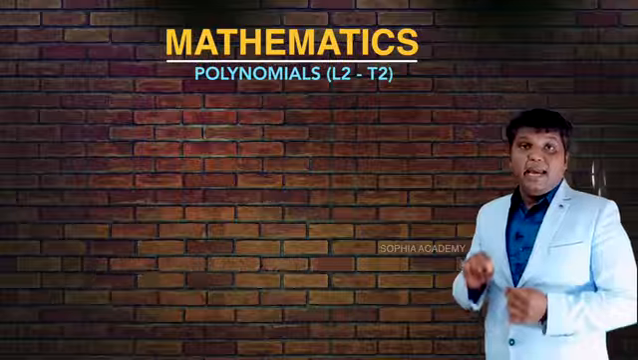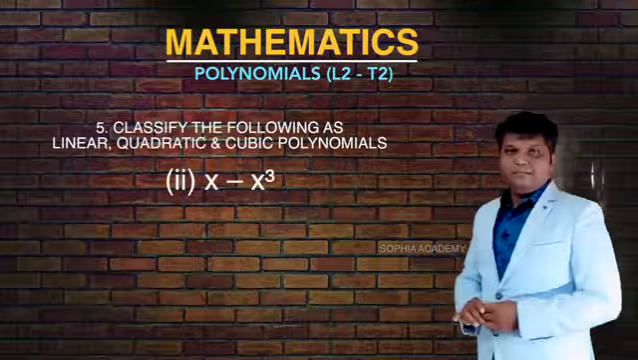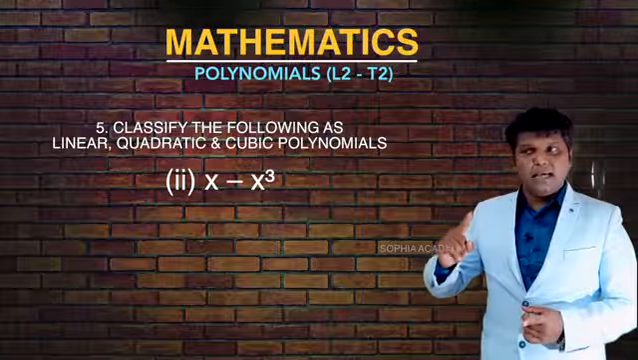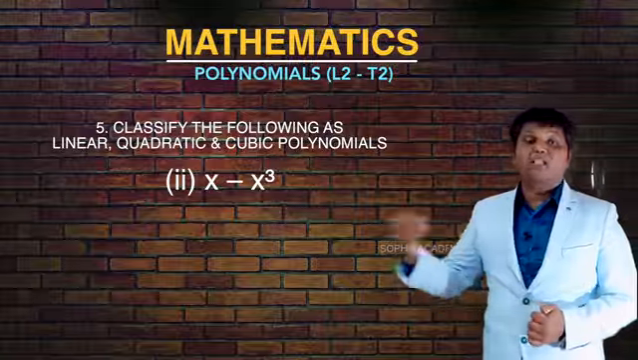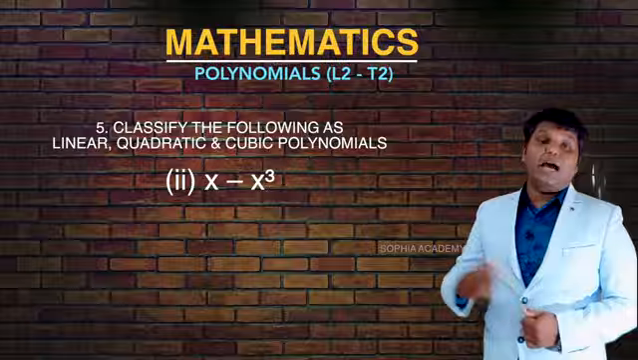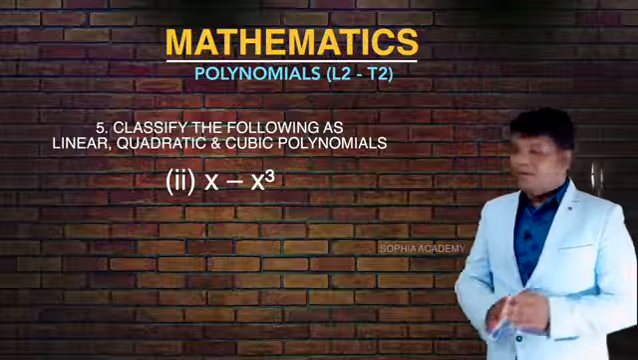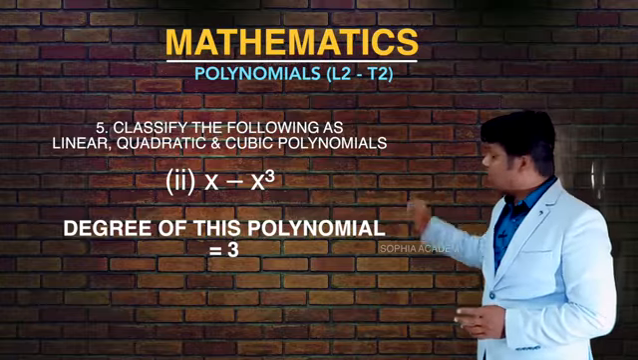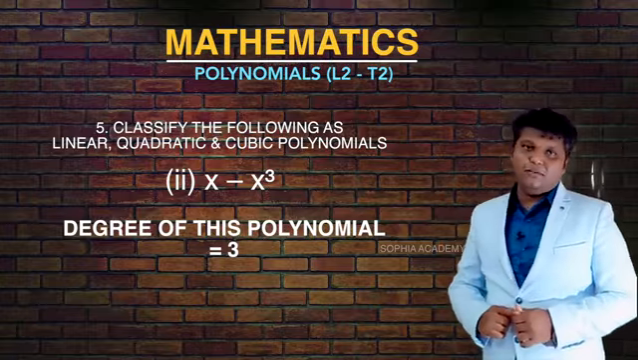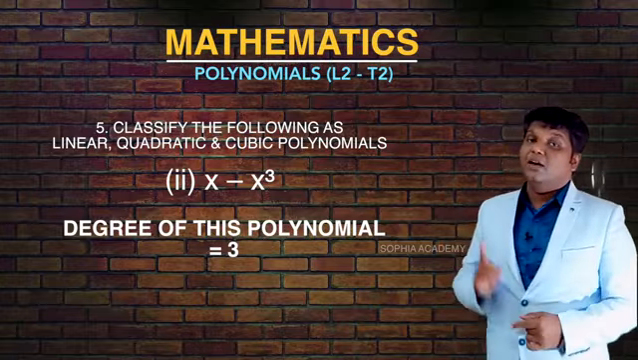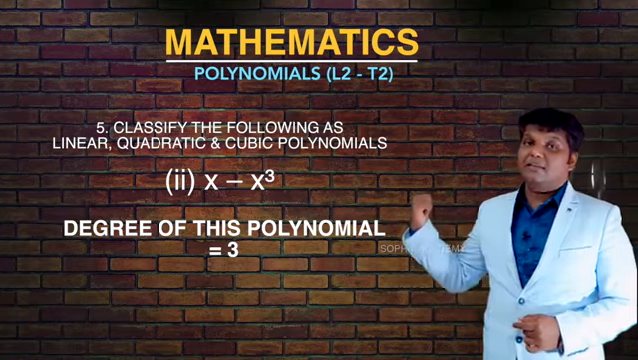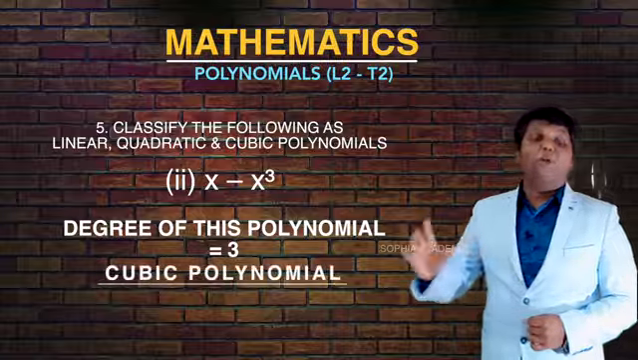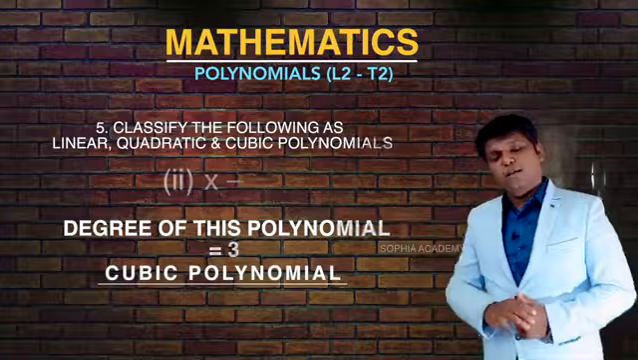Question number 2. x minus x cube. x is the first term. Second term is minus x cube. x means the power is 1. x cube means the power is 3. So the highest power is 3. So we can say that as the highest power is 3, the degree of this given polynomial is 3 itself. So if the degree is 3, in which category does this question come? Degree 3 means it comes under cubic polynomial. So we will say this is a cubic polynomial.